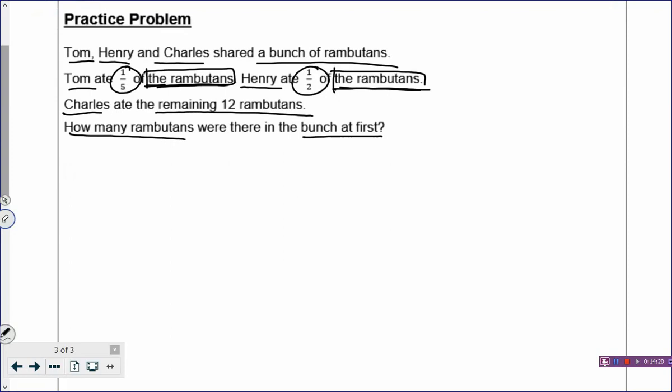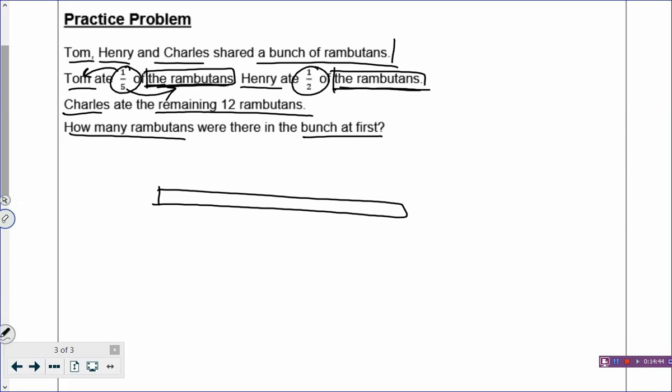Now, Tom, Henry, and Charles shared a bunch of rambutans. So you have a rectangle that represents the bunch of rambutans, and Tom ate 1/5 of the rambutans. So how do you do the arrow pointing? The denominator points to the rambutans, and Tom ate one part of it. So it is part of a group. Alright, 1/5 is referring to part of a group or fraction of a set.